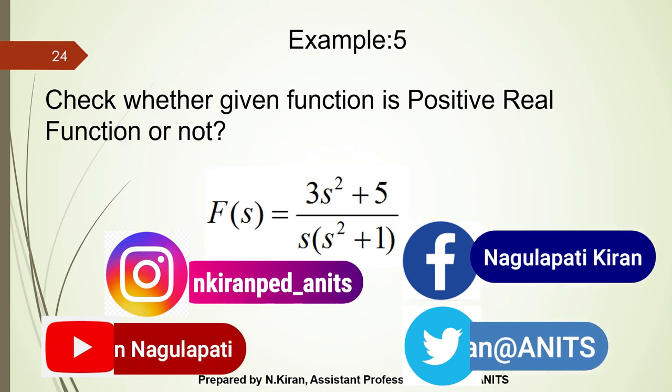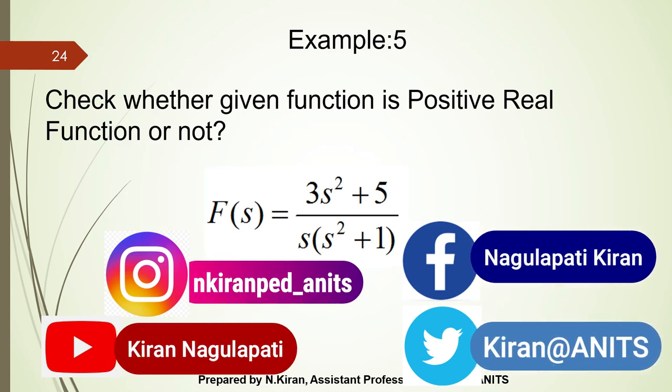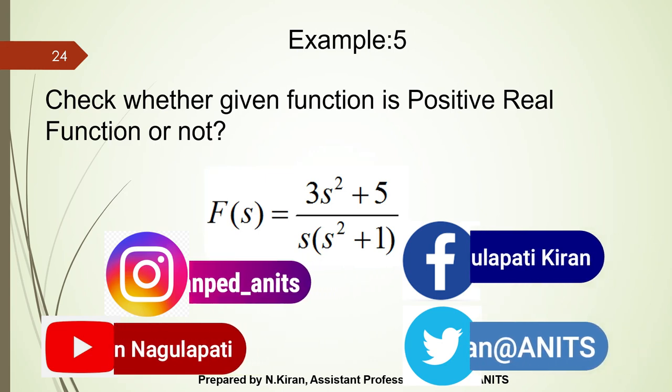The fifth example, 3s square plus 5 divided by s into s square plus 1.